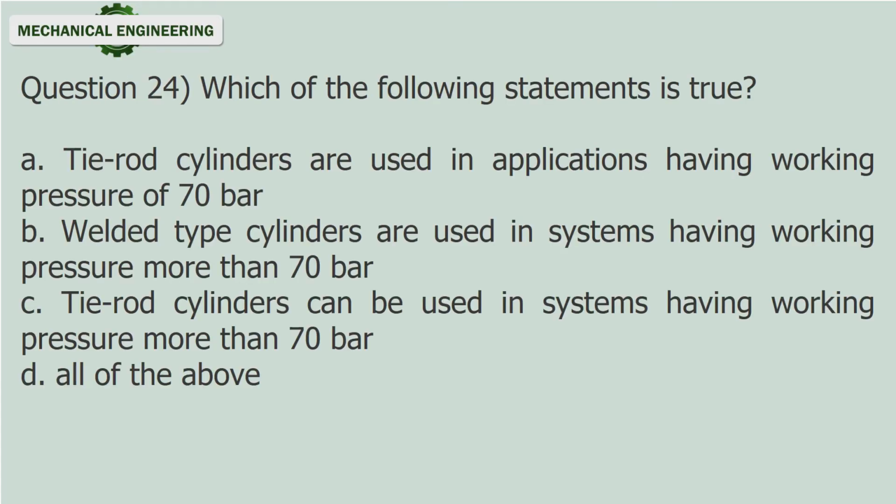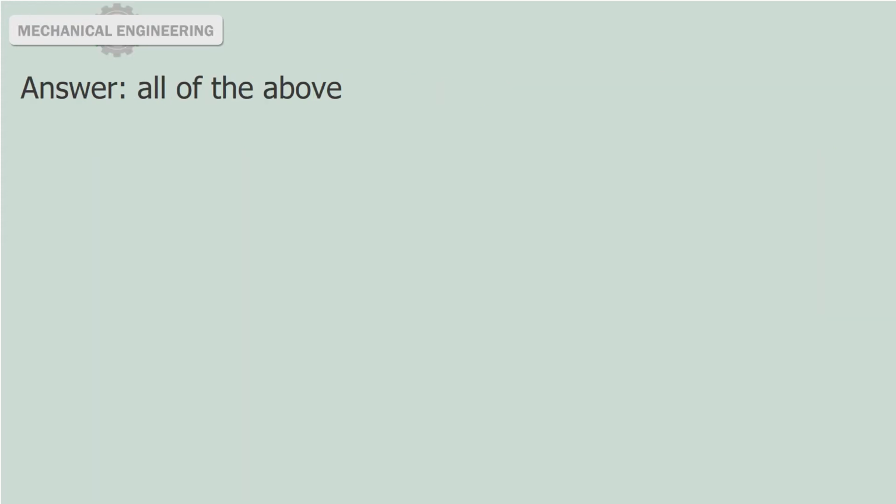Question 24. Which of the following statements is true? A. Tie rod cylinders are used in applications having working pressure of 70 bar. B. Welded type cylinders are used in systems having working pressure more than 70 bar. C. Tie rod cylinders can be used in systems having working pressure more than 70 bar. D. All of the above. Answer: all of the above.